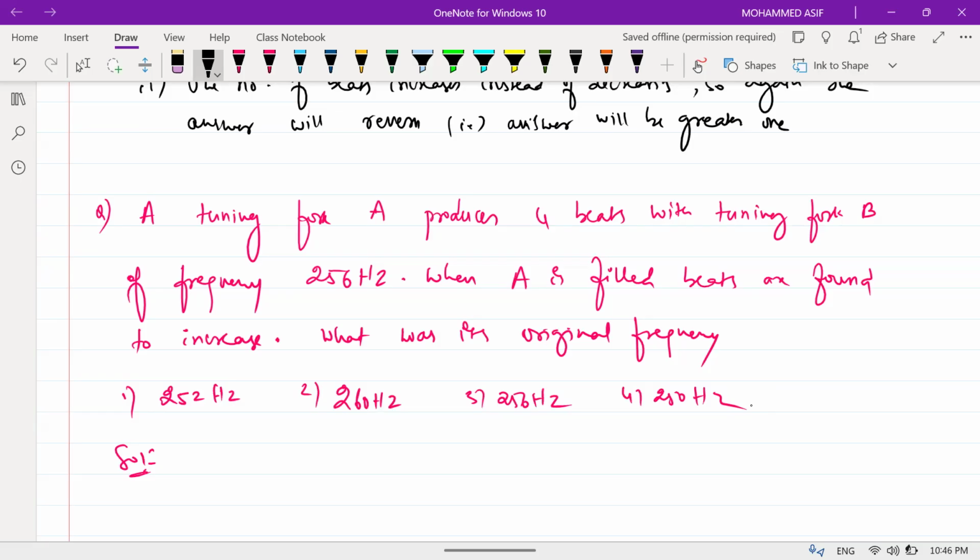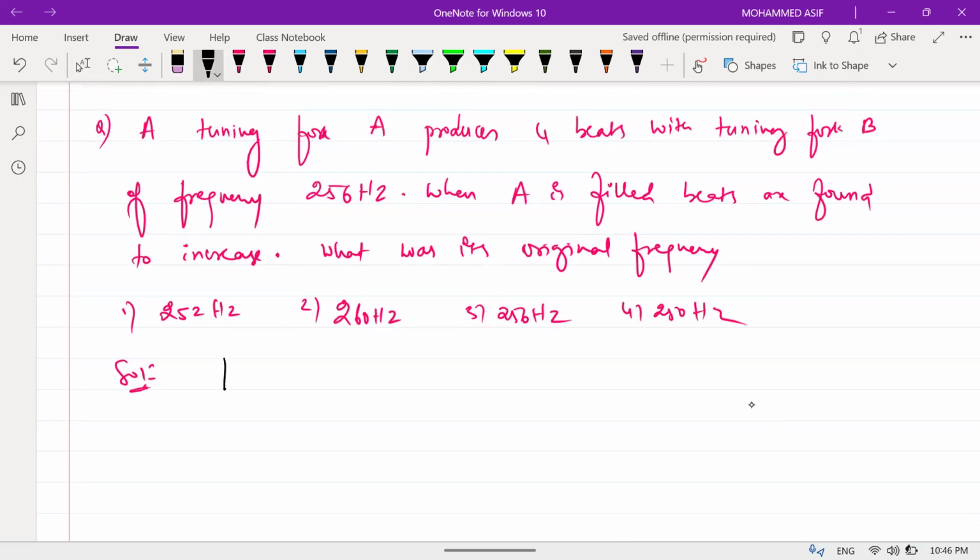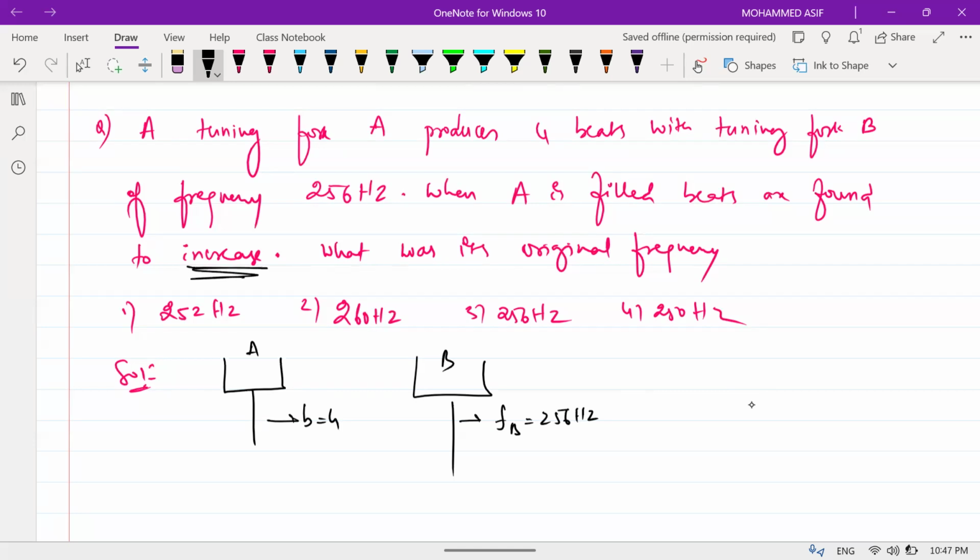The situation is being changed 2 times here, beta. Here the first fork is an unknown. Just draw the diagram. This is the first one, this is the second one. This is B, this is A. This is producing 4 beats with a tuning fork of your B. The frequency of B is 256 hertz. If A is filed, the beats are found to increase. What will be the original frequency?